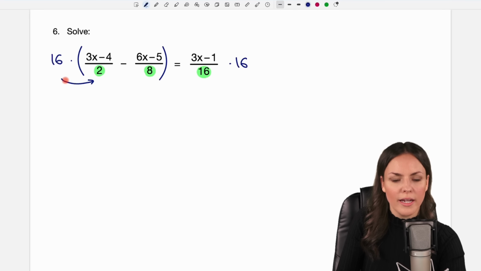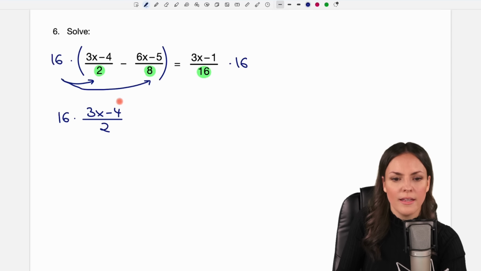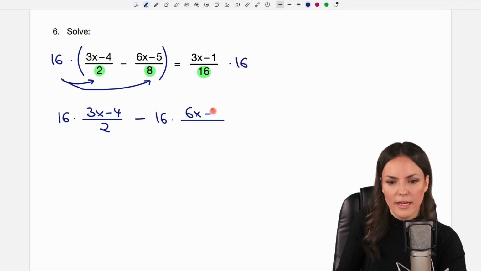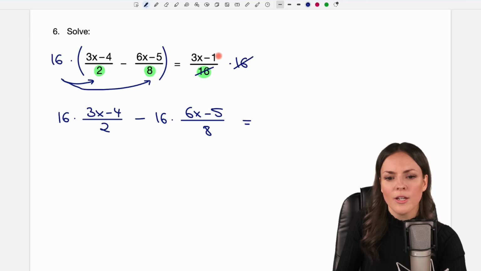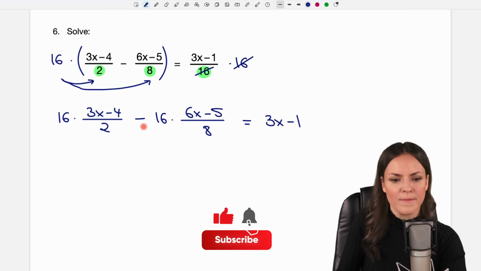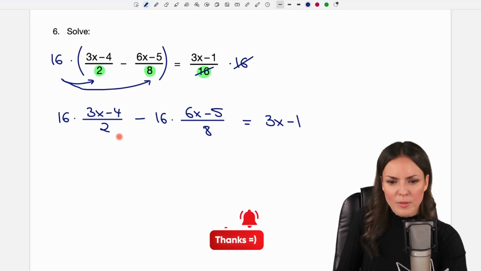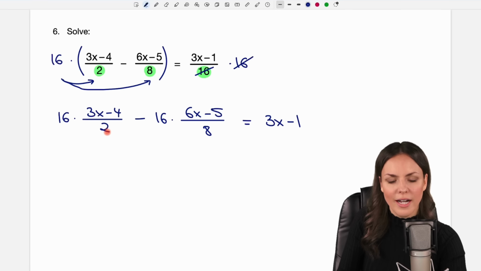Here we have to multiply everything in our parentheses by 16, so we get 16 multiplied by this first fraction here. Then we have the minus, and we have to take the 16 and multiply it by this second fraction as well. And on the other side, we can cancel out the 16 already. So the only thing that is left is the part of the numerator. Okay, let's simplify here. 16 divided by 2 equals 8.